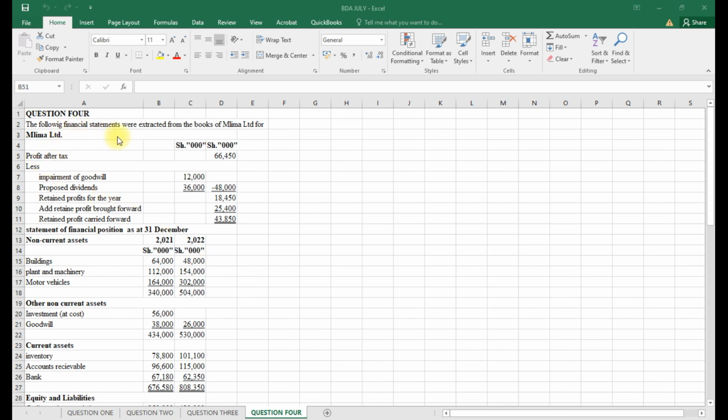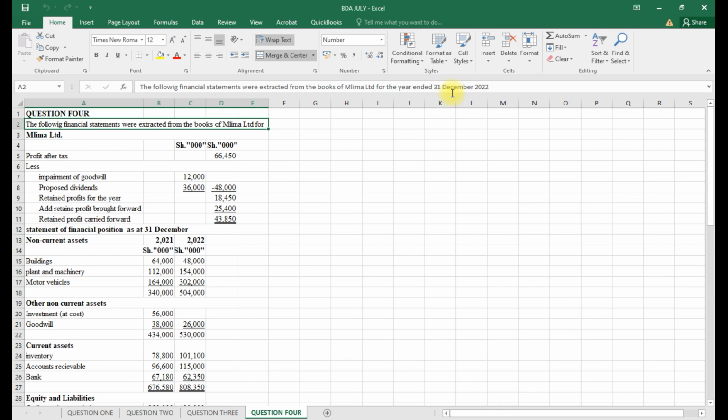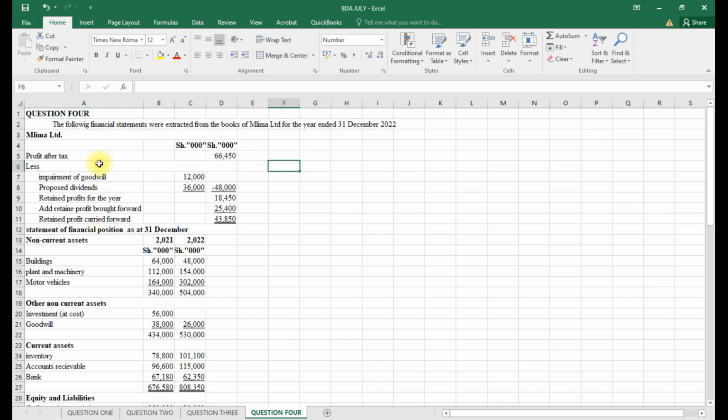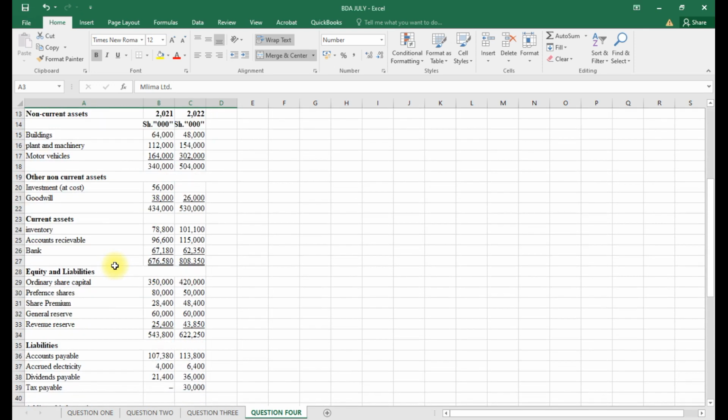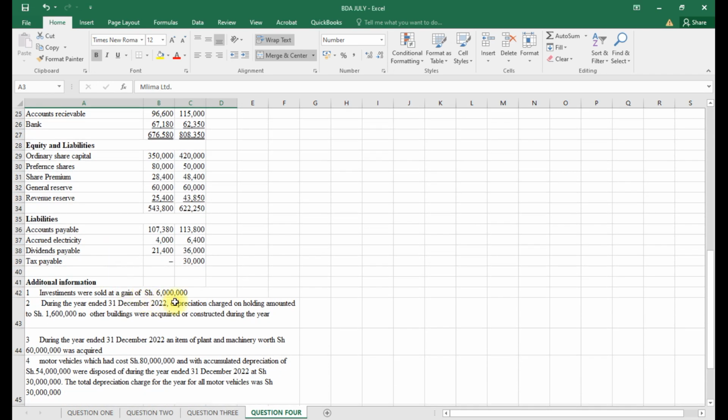The following financial statements were extracted from the books of Mulima Limited for the year ended 31st December 2022. So this is a statement of profit and loss and a statement of financial position. And you're told investments are sold at a gain of 6 million during the year.